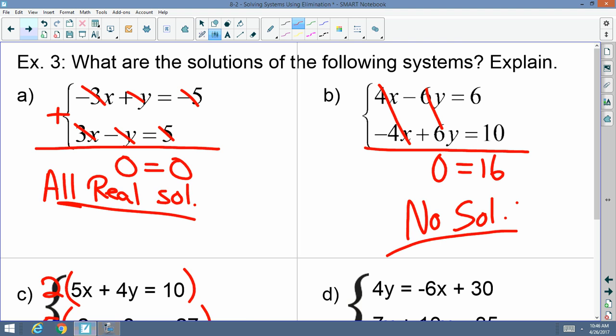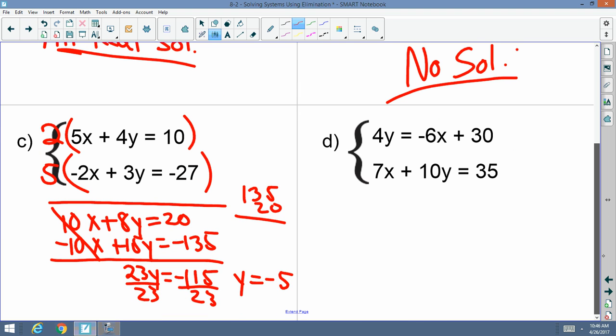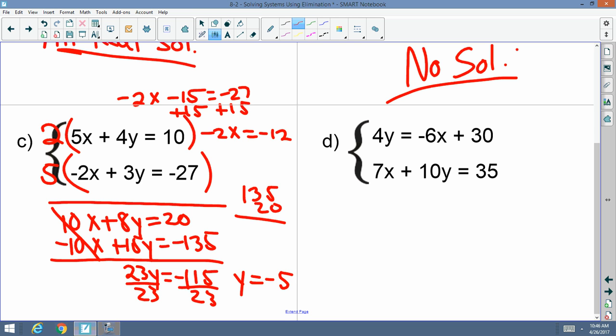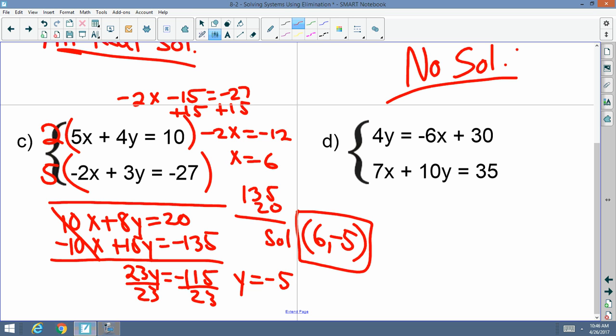Thank you. All right, so next, guys. Sorry about that. So y equals negative 5. Plug it back in. Who do you want to plug it into? The top or the bottom? I don't care. Bottom? Okay. So I got negative 2x minus 15 equals negative 27. Add the 15. Negative 2x equals negative 12. X equals 6. So my solution, 6, negative 5. And I can check that.